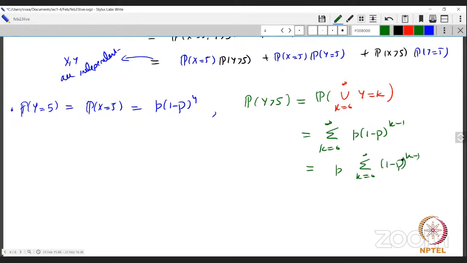So what is the geometric series going to give you? The first term is k equal to 6. The first term is (1 minus p) to the 5, and I divide by 1 minus r, which is 1 minus (1 minus p), right? That's what the geometric series says. It's a over 1 minus r, right? Do you all agree?